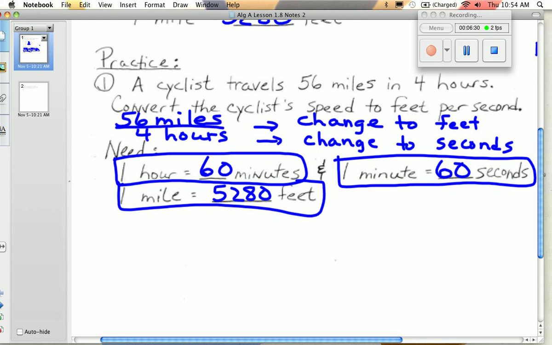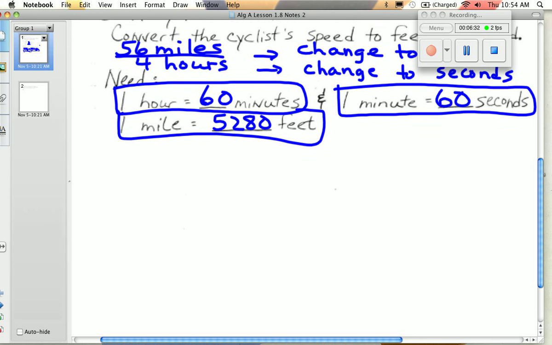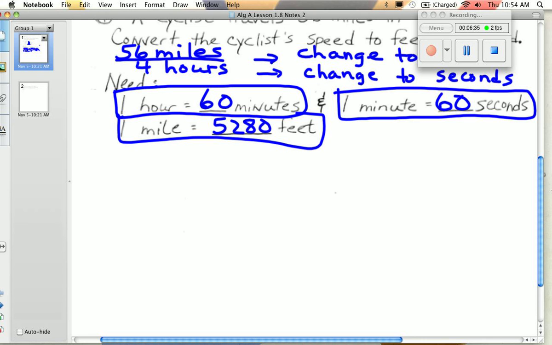Now we're going to set them up as fractions, but we can't decide which order the fractions are going to go until we first start with our 56 miles over 4 hours, and I want it written like this. I don't want you to just put 56 over 4. Include the miles, include the hours. We're going to multiply. We have 3 different things to do. So we get to start with either the time first or the distance first. Which one do you want to convert first?